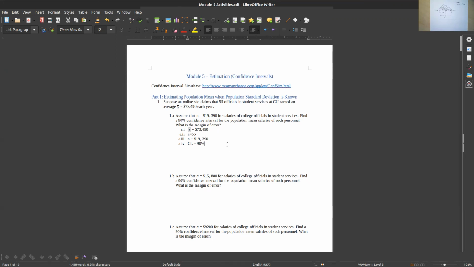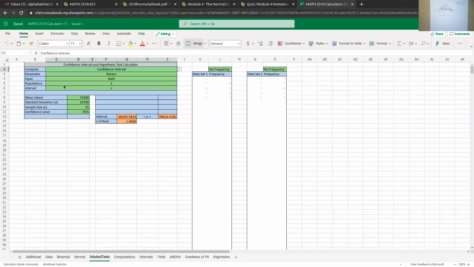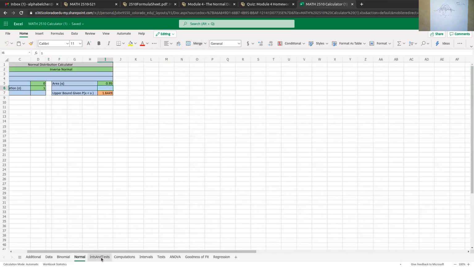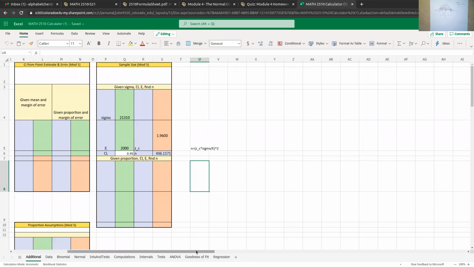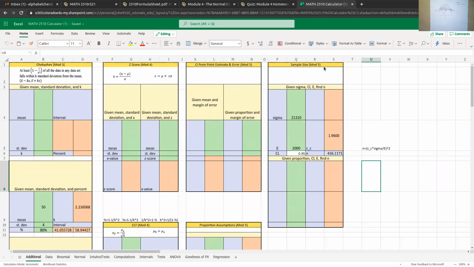And now let's take a look at the calculator. So confidence interval and hypothesis test. We are down here in the ints and tests tab, just one more tab over from the normal distribution calculator. We've got some additional stuff that we can use for this module. Here we've got mod 5, confidence interval from point estimate and error, stuff you might want to try to program yourselves. Maybe I'll touch on how to do the sample size. This was a tricky question, and I think we might start class with that on Friday. I don't know if I want to put it in the video here yet. A lot of you were able to get that anyway.